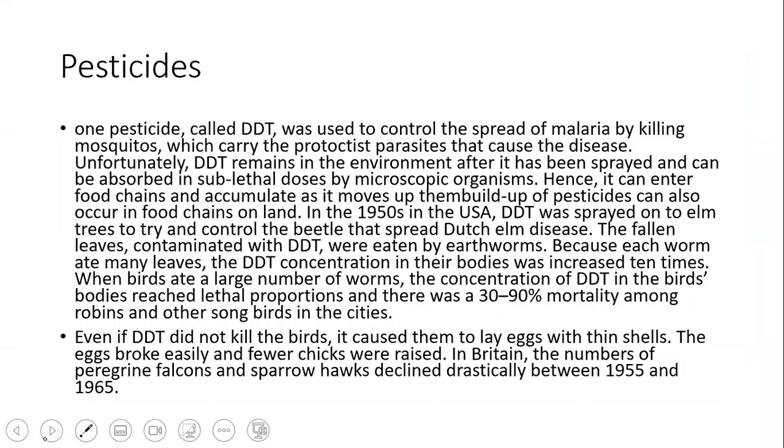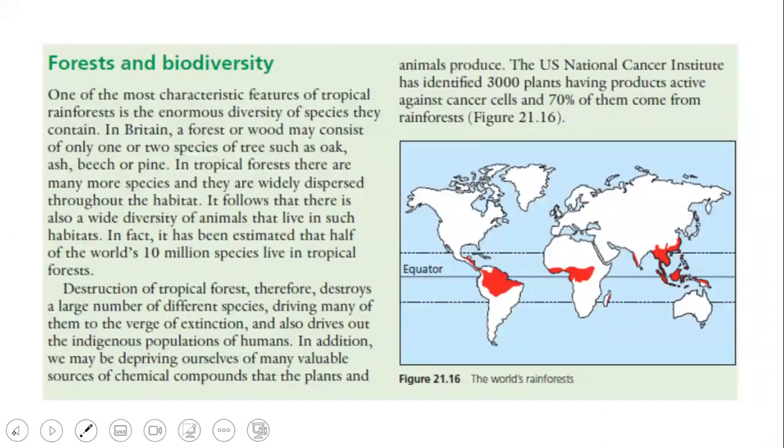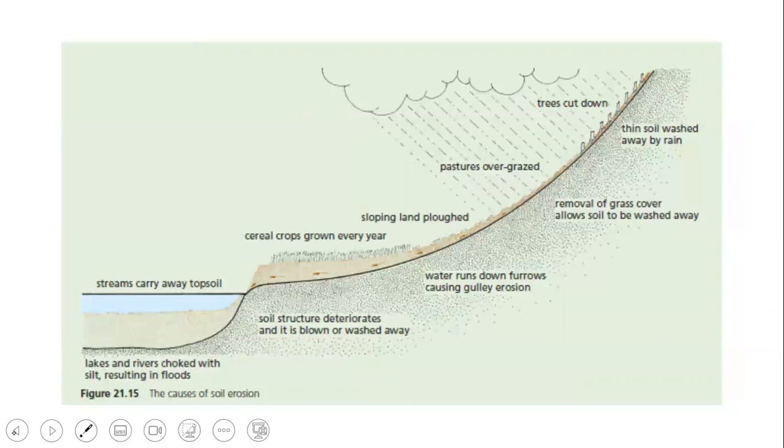Another major effect of deforestation is not just all this. We have another major effect, and that is loss of biodiversity. We are losing biodiversity. What is biodiversity?